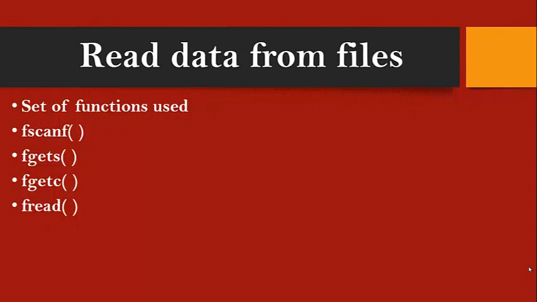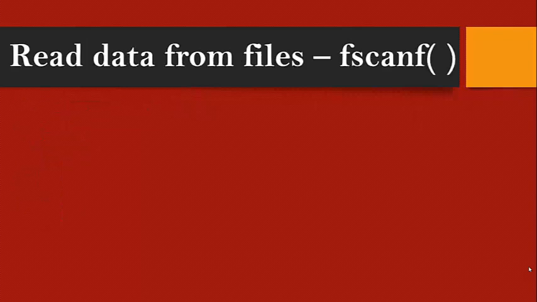So as I told you before, when we execute the read or write operation, we are going to ensure that the file pointer variable has been created and the file has been kept in open mode in order to perform these operations. So these are the four functions that we are going to use in order to read the data from the file. Let us see the functions one by one. First we are going to see fscanf.